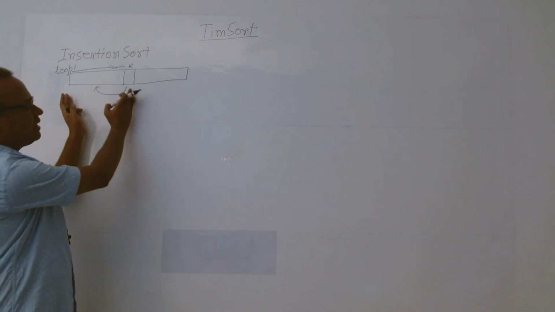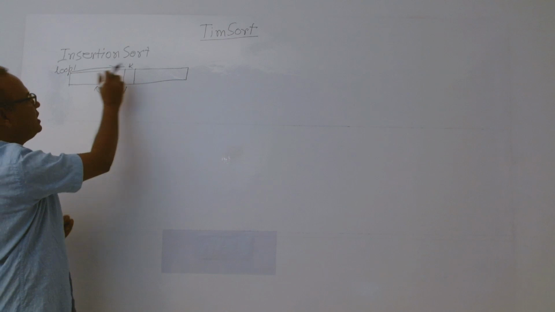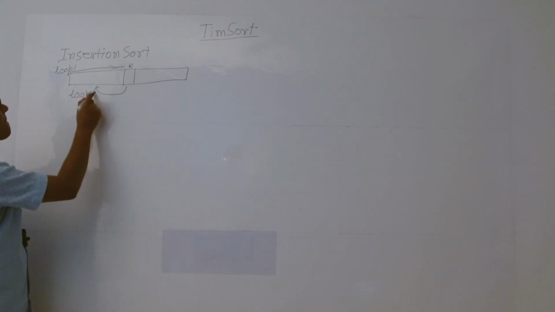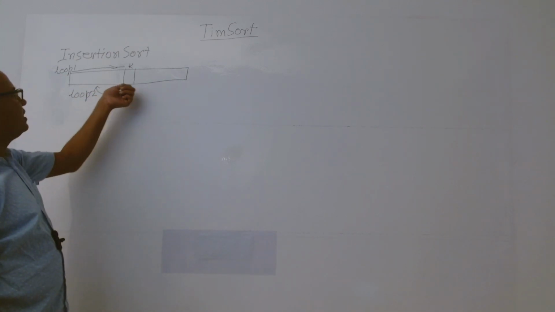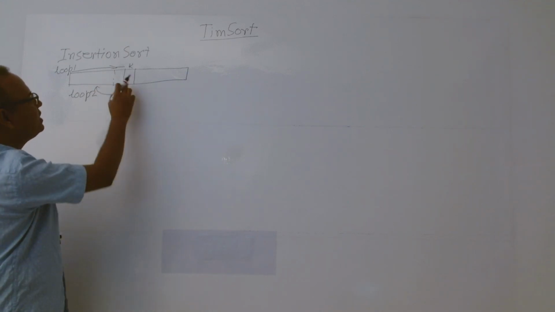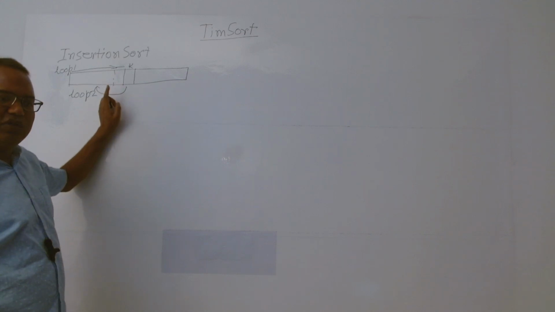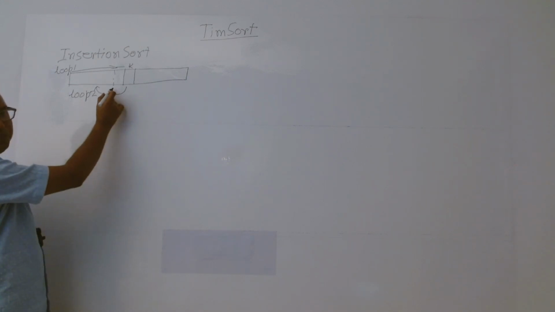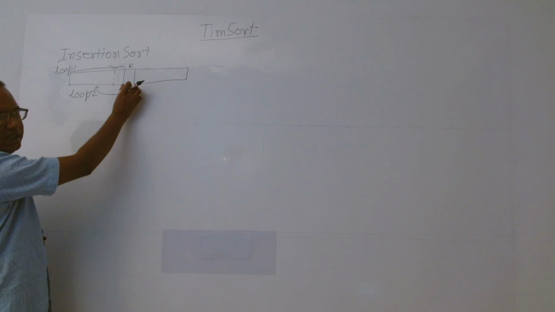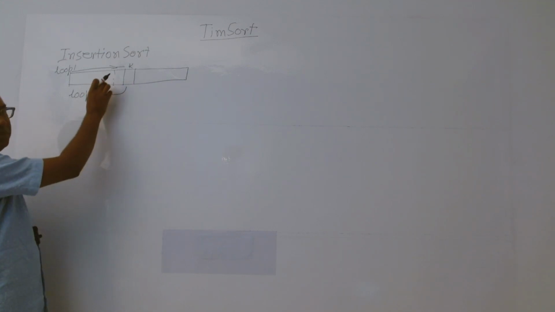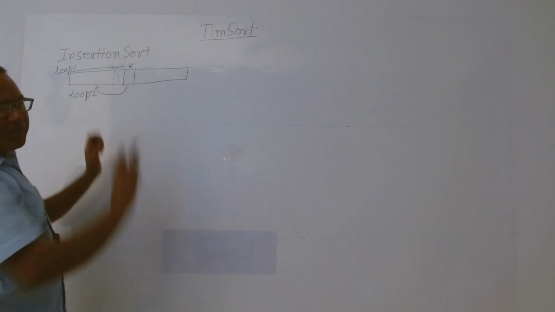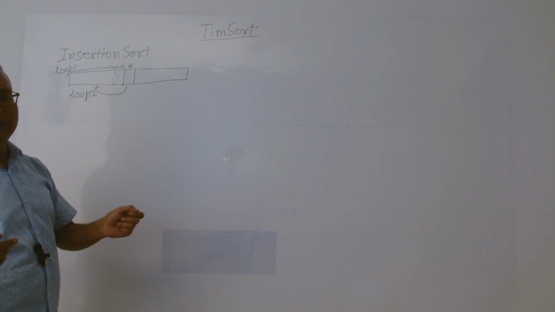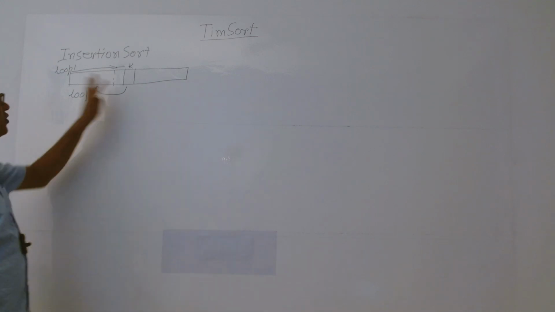So at an intermediate level, suppose loop 1 is at the kth position and this is loop 2. Loop 2 is looking at the previous element, whether the previous element is smaller or not. If smaller, then okay. If the previous element is not smaller, then it will be shifted one place to the right. So insertion sort is basically inserting the element in its proper position, just like sorting a deck of cards.